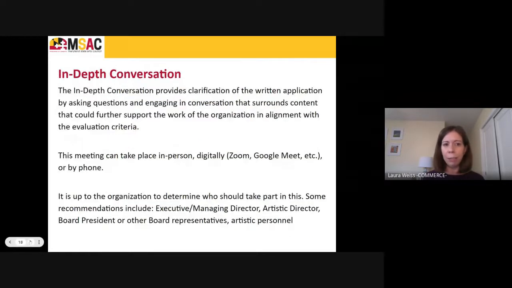The next one, so that's extension assignment number 1. The second one is an in-depth conversation. And that provides clarification of the written application by asking questions and engaging in conversation that surrounds content that could further support the work of the organization in alignment with the evaluation criteria. So this is an opportunity for the panelist to come in and have a meeting with you, with the board president, with the executive director, whoever you deem is the appropriate person or group of people.